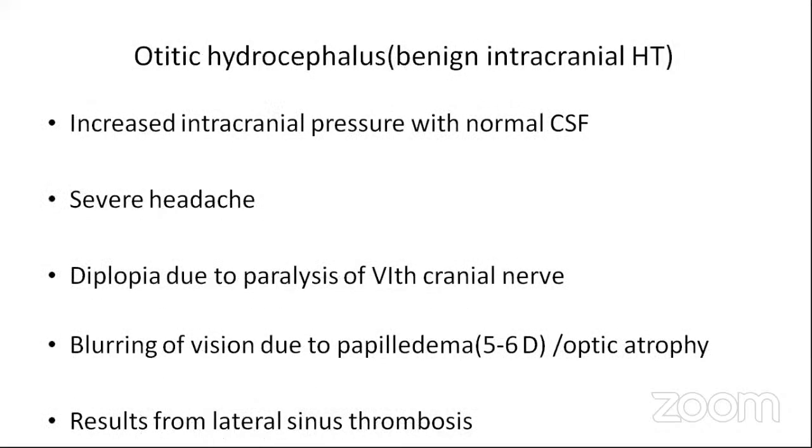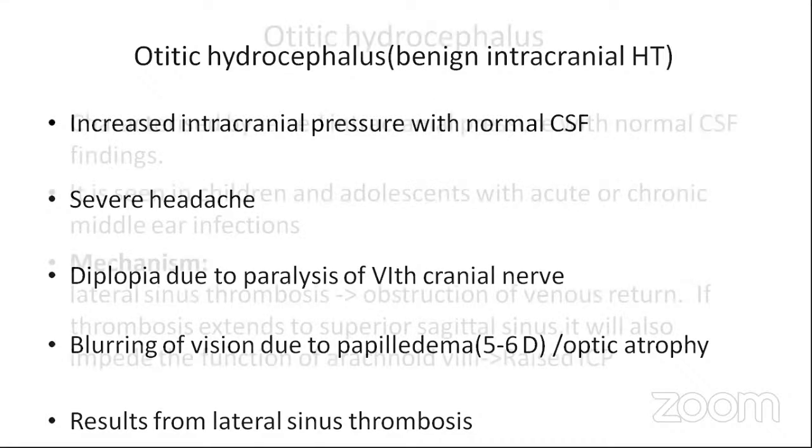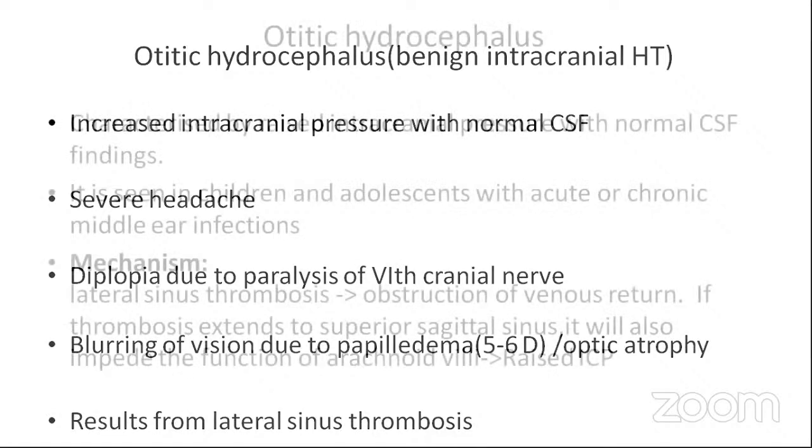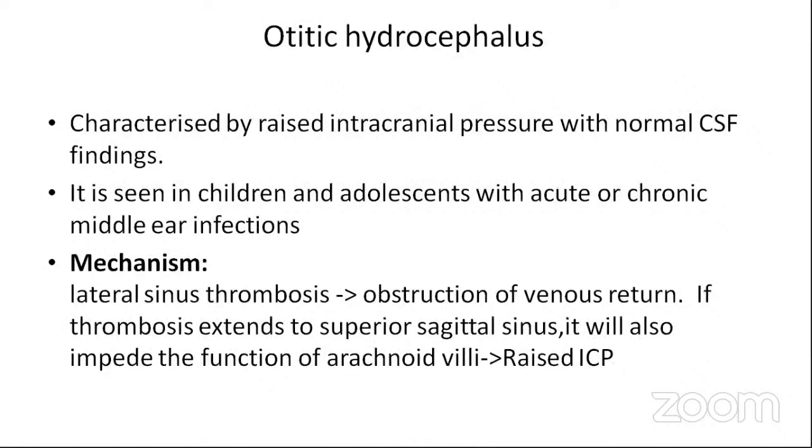Next is otitic hydrocephalus, or benign intracranial hypertension. There is increased intracranial pressure with normal CSF. That is, the CSF will be normal, but there will be increased intracranial pressure. There will be severe headache. This is because of the spread of sinus thrombus from the lateral sinus, from the sigmoid sinus into the superior petrosal sinus. So there will be diplopia due to paralysis of the 6th cranial nerve, blurring of vision due to papilledema, optic atrophy, and this results from the lateral sinus thrombosis. So it is characterized by raised intracranial pressure with normal CSF findings.